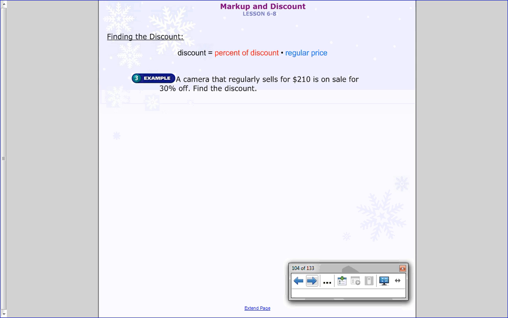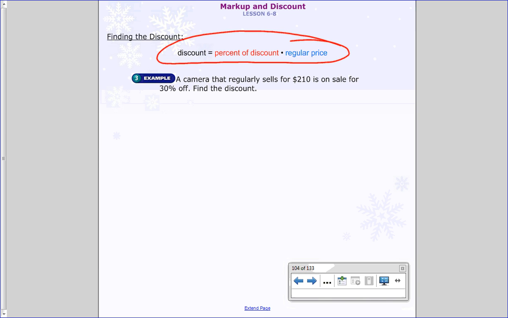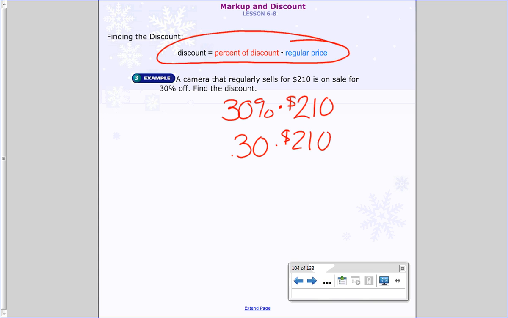All right, so far we've talked about how the stores can mark things up. But we know that around holidays and other parts of the year, things also go on discount. So they discount it, meaning the price gets smaller. So when we do a discount, you find that percent of discount and you times it by that regular price. So a camera that regularly sells for $210 is on sale for 30% off. Find the discount. This is very similar to what we were doing before. 30% is the discount, times it by the whole price or the regular, $210. And again, you switch that to a decimal. And so 30 hundredths times 210 is $63. So you're getting $63 off the cost of that camera.